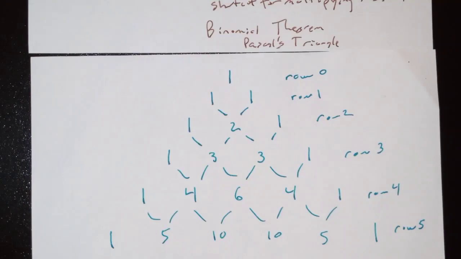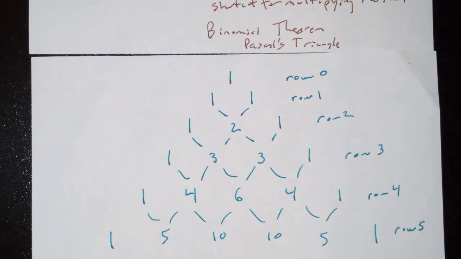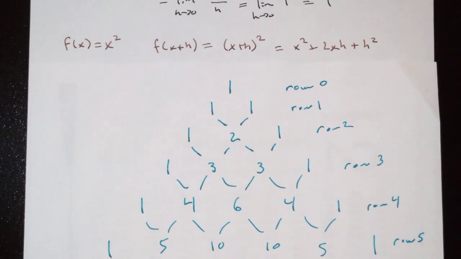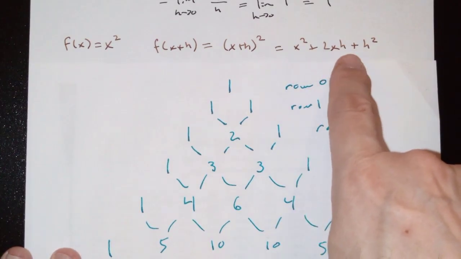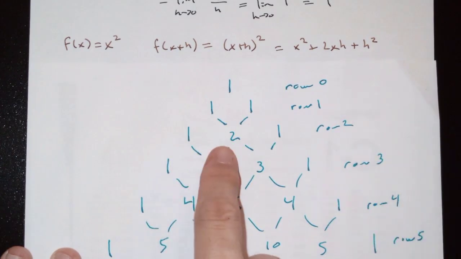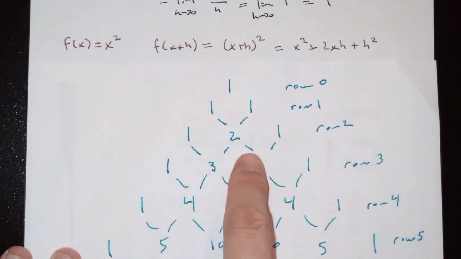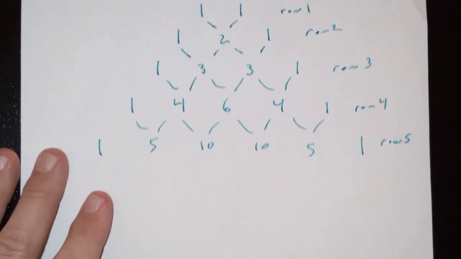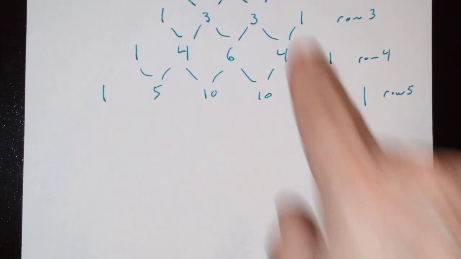now the binomial theorem says that what I'm going to do is take the numbers from Pascal's triangle, and I'm going to use the row that goes with my power. So notice, way back here we did x plus h squared, right? And x squared, 2xh, and 1h squared. Those are the numbers. So if I want to do x plus h cubed, I need row 3.